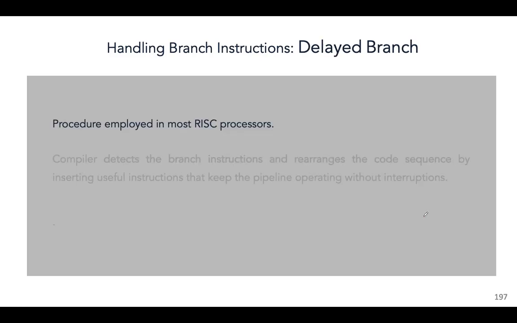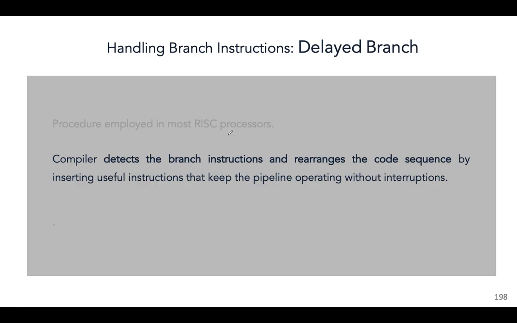Then there is delayed branch. Now, delayed branch is a procedure most commonly employed in RISC processors, so reduced instruction set computers. What happens is the compiler detects the branch instructions and rearranges the code sequence by inserting useful instructions that keep the pipeline operating without interruptions. So the compiler will detect the instructions and based on the presence of any conflicts, it will rearrange the code like it did in case of data dependency conflicts. It rearranges the code by inserting some other instructions between the branch so that the pipeline can keep operating without any kind of interruptions.